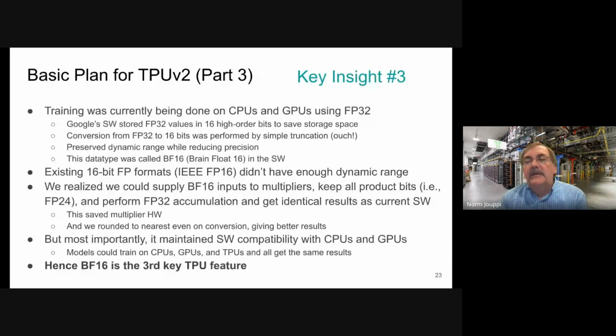And the great thing about that is because they did that truncation on both CPUs and GPUs, and then followed it with the FP32 operations, we were able to maintain bit compatibility between CPUs, GPUs, and TPUs. So that meant we could get software up and running right away, and we weren't constantly trying to figure out why we were getting different results.